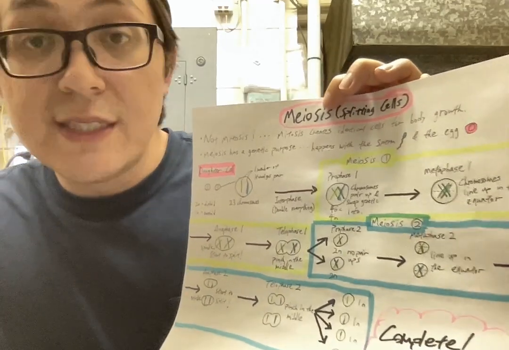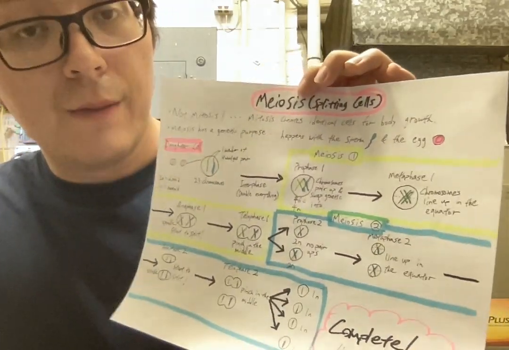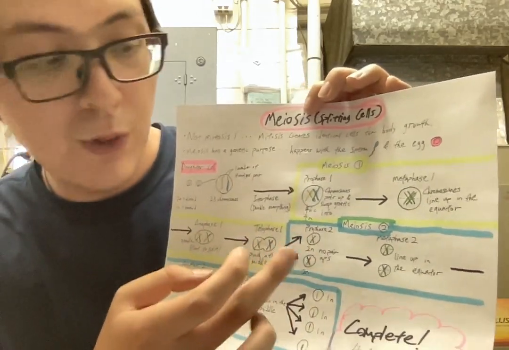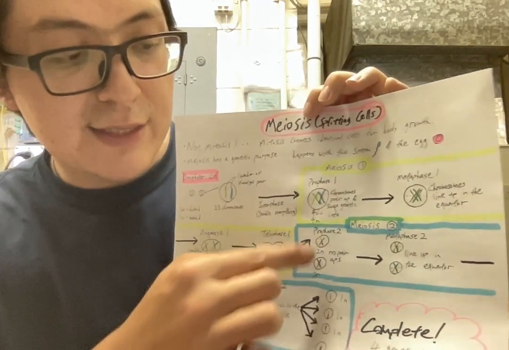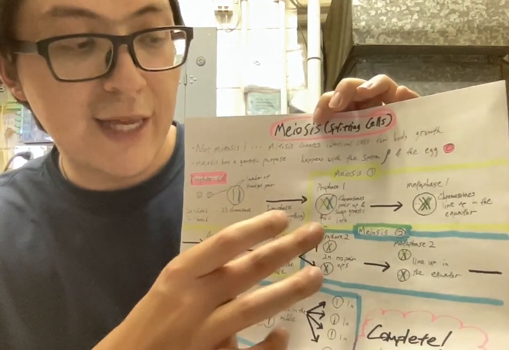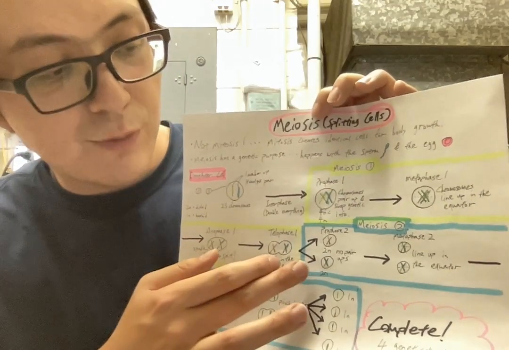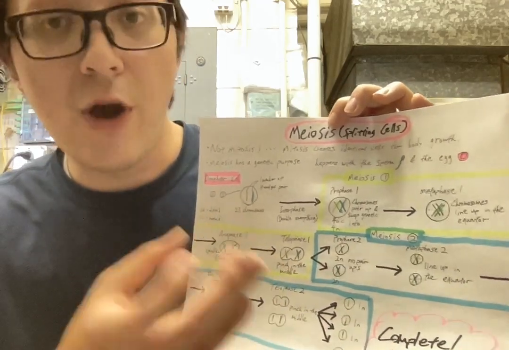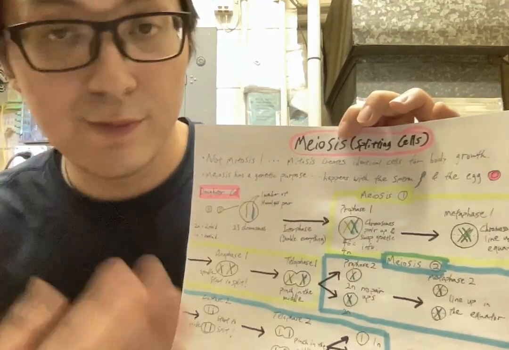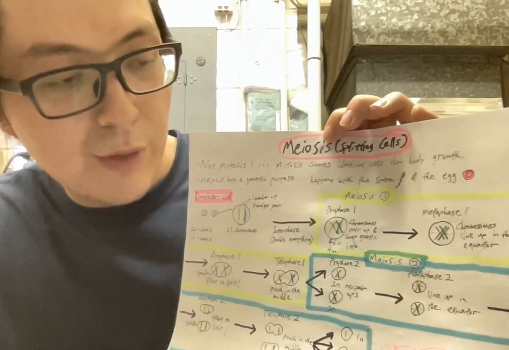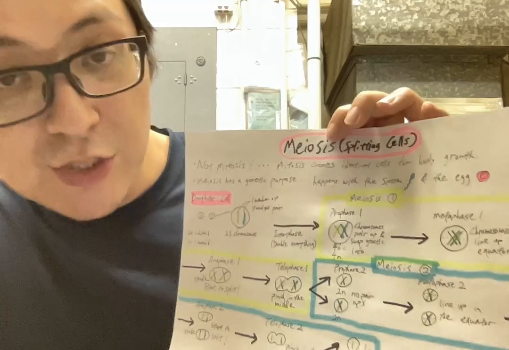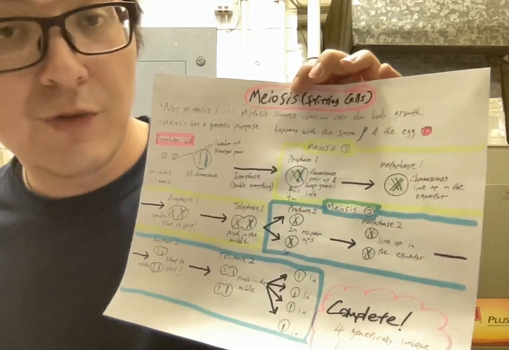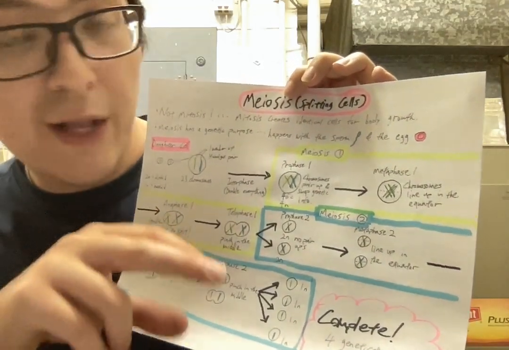Once it does that, the whole process starts again. We enter prophase 2. Now we have these X's, 2N in each cell. What's different from the first one is there aren't going to be any pair ups with the chromosomes because it only has one X. Then we move on to metaphase 2. Same thing: the chromosomes line up in the equator of the cell.